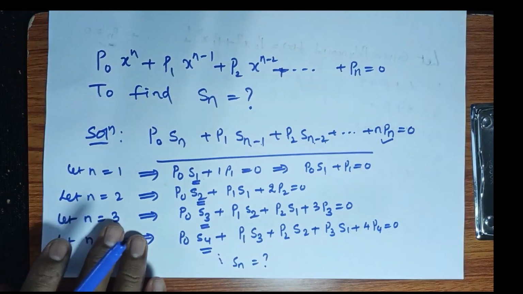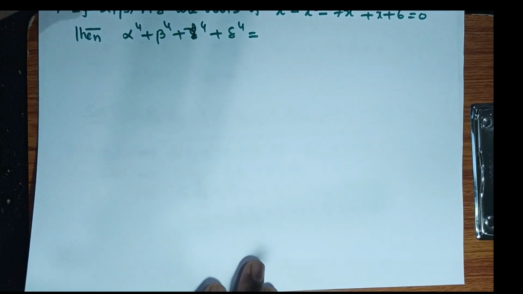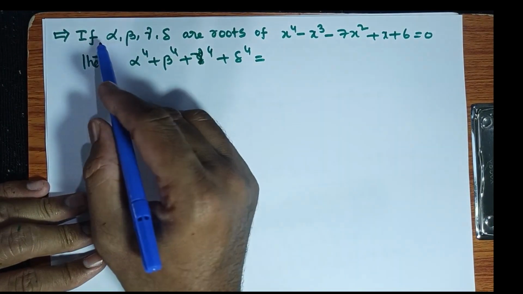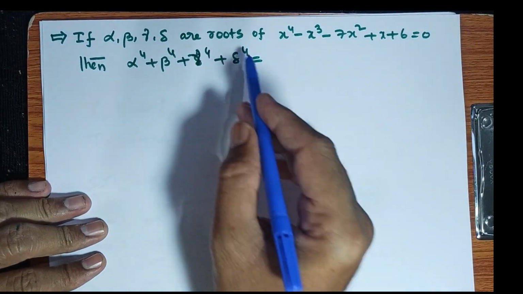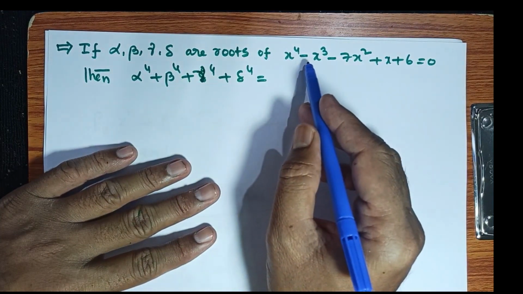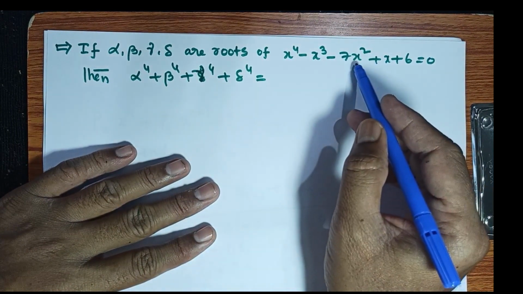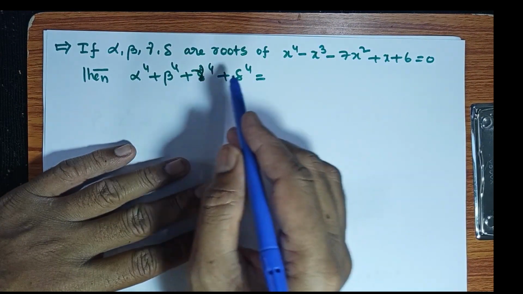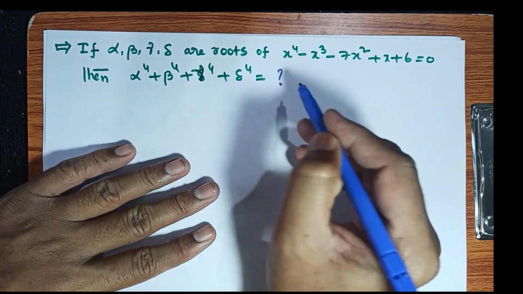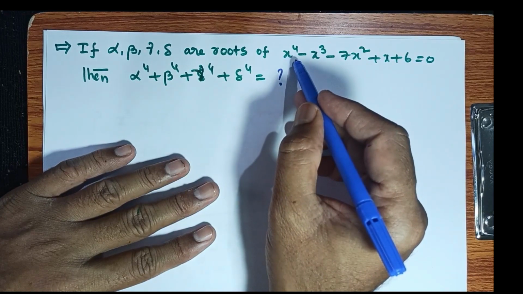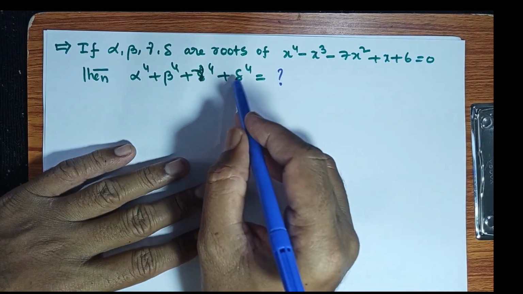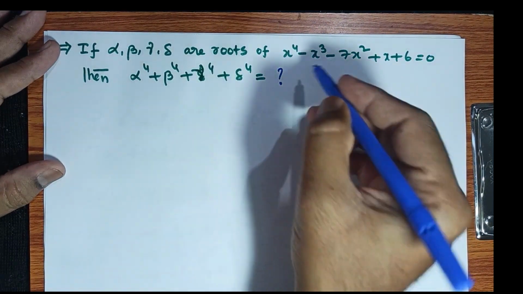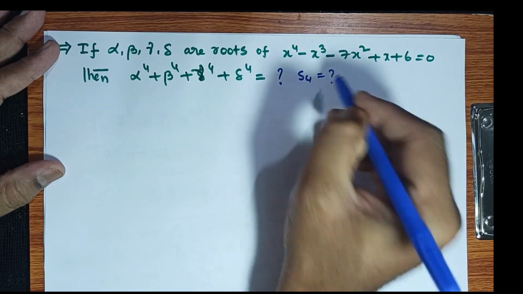Now see the one example I am taking. This is the problem. It is given: if alpha, beta, gamma, delta are roots of x^4 - x^3 - 7x^2 + x + 6 = 0, the question is alpha^4 + beta^4 + gamma^4 + delta^4 is equal to what? For this fourth degree polynomial there will be 4 roots: alpha, beta, gamma, delta. So we have to find this S4.